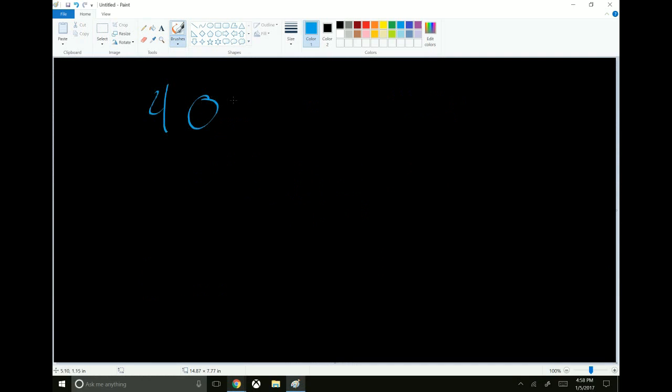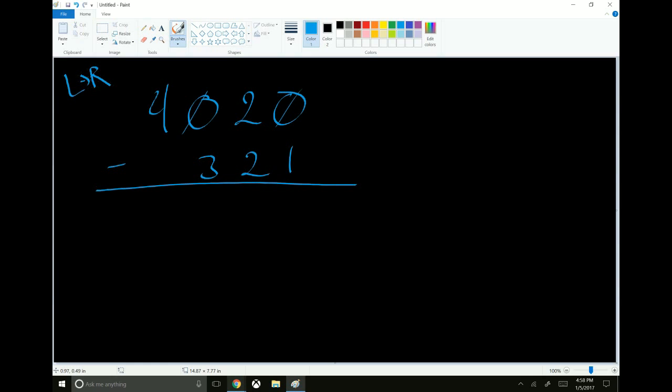So let's say 4020 minus 321. Now you're going to work your way from left to right, and you're going to look for the last significant digit. As soon as you run into a number that has run out of significant digits, that's when you stop. So significant, significant, significant. This 0, trailing before the decimal place, is not significant, so that is our cutoff.